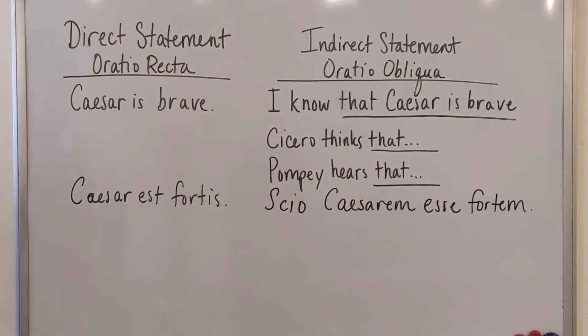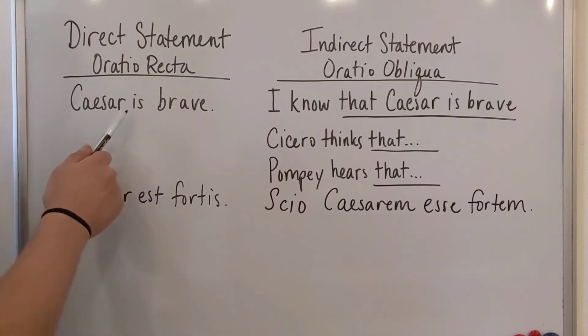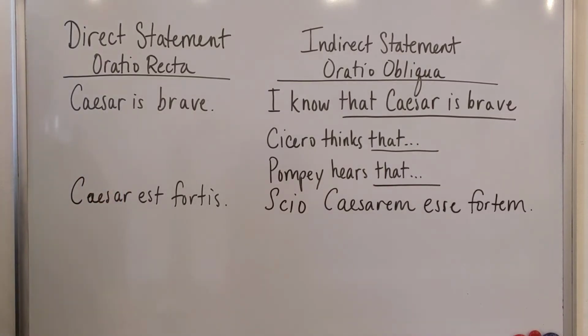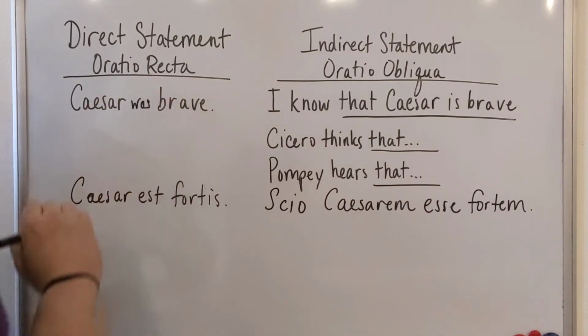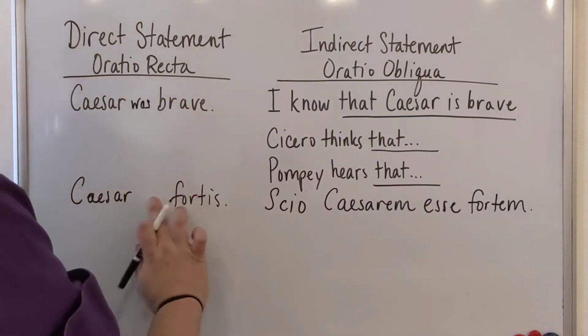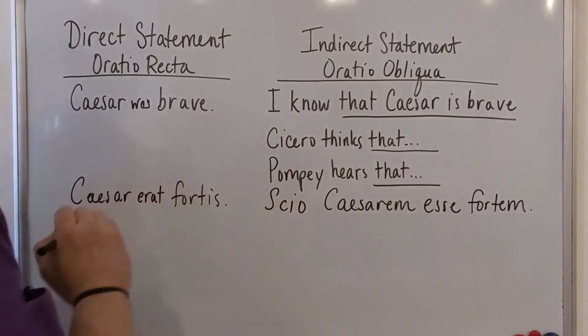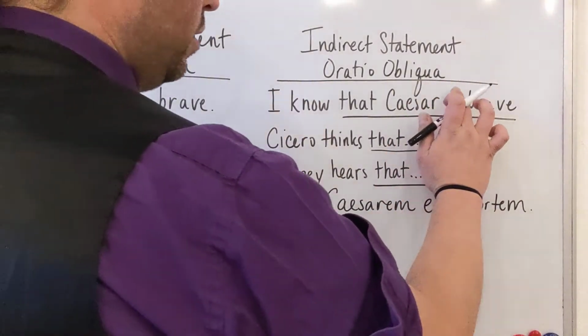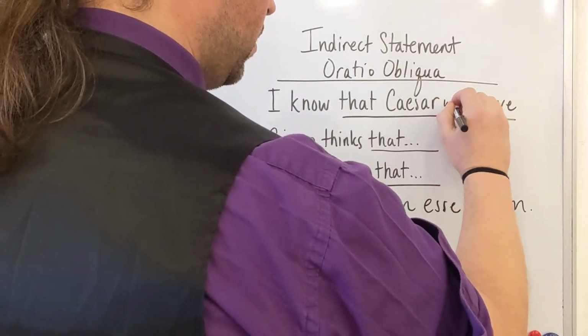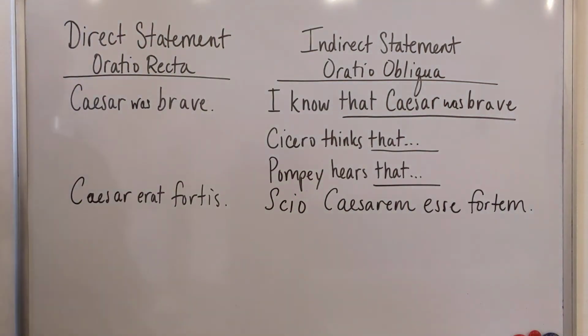Now, what if the tense of your verb is not present, but is a past tense? So instead of Caesar is brave, we have Caesar was brave. Caesar erat fortis. I mean, he's no longer with us. He did die. So I know, right now in the present tense, I know that Caesar was brave. He used to be. Cicero thinks that Caesar was brave. Pompey hears that Caesar was brave.